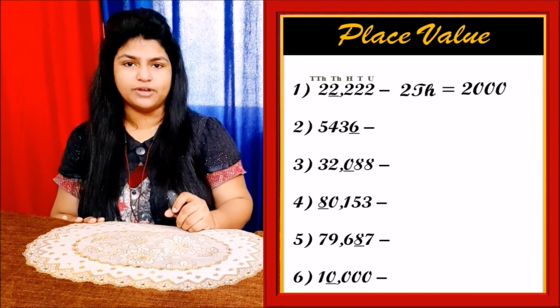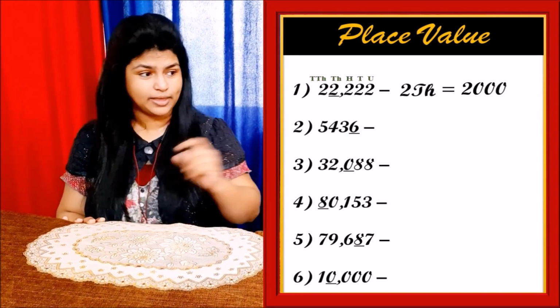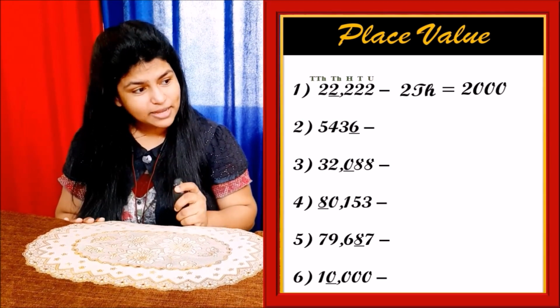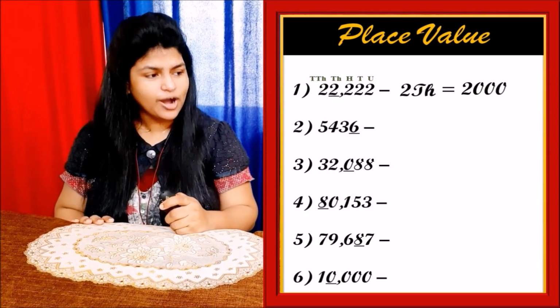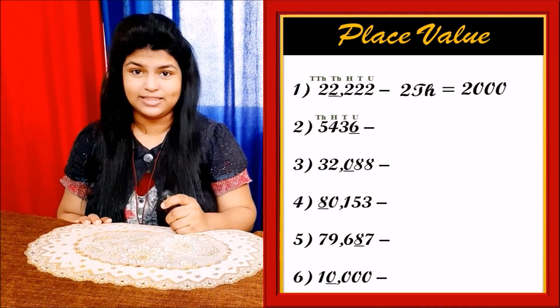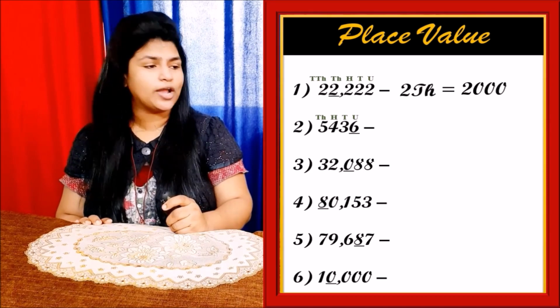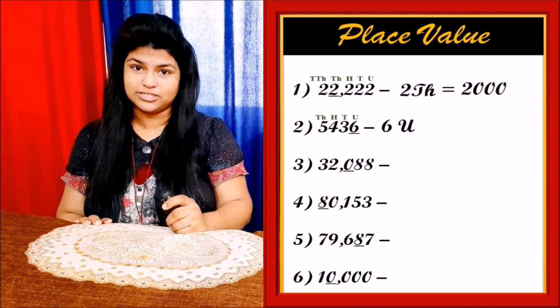Right now, I have a few numbers that I've kept in front of you. Let me see if you can find the place value for them. So, the second number that we have is 5,436. When I put the Urdu code, I realized that 10,000 is not there.